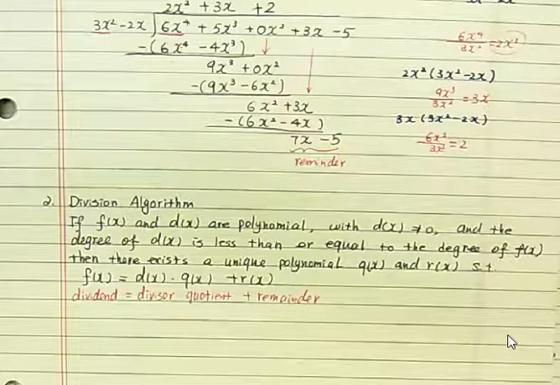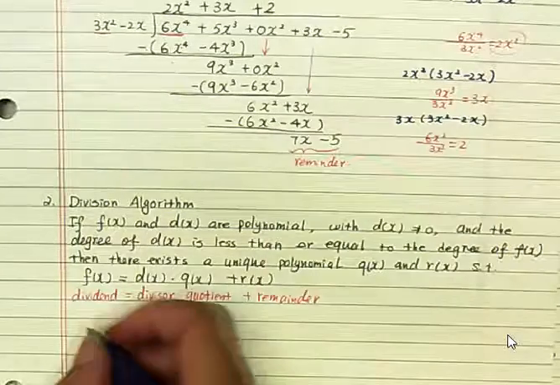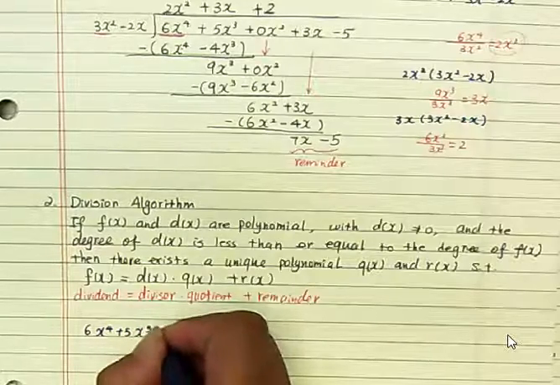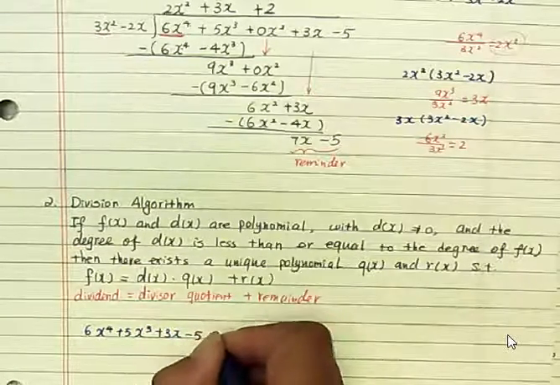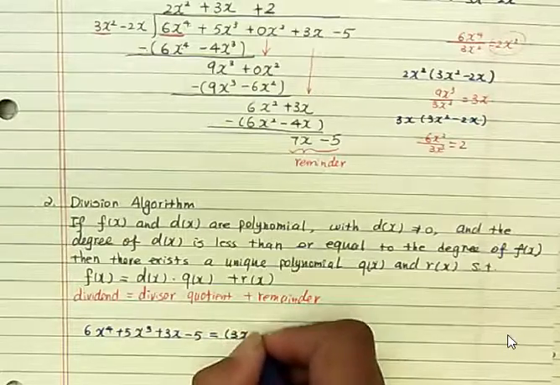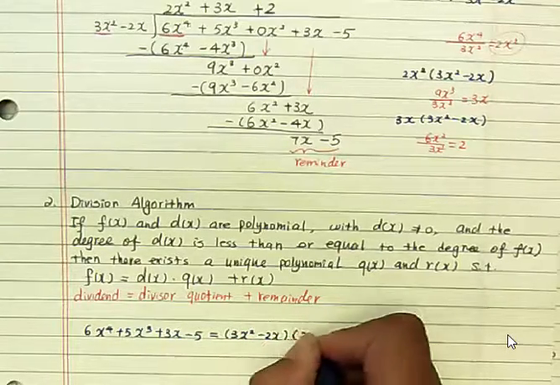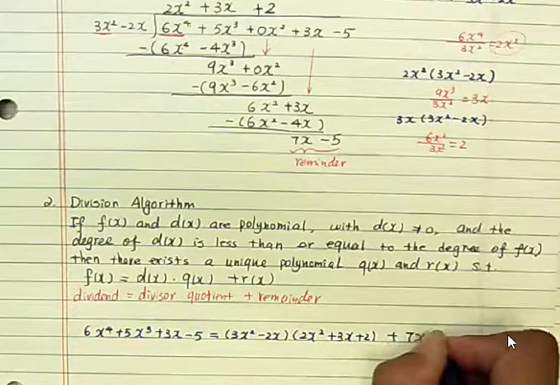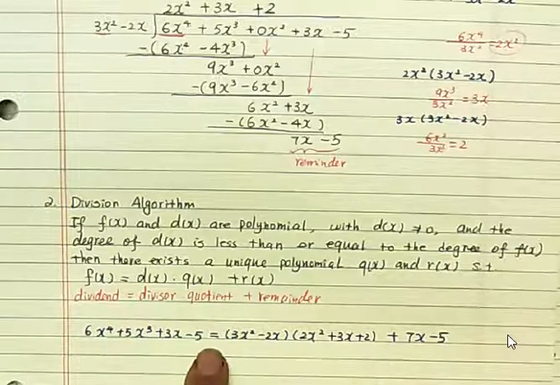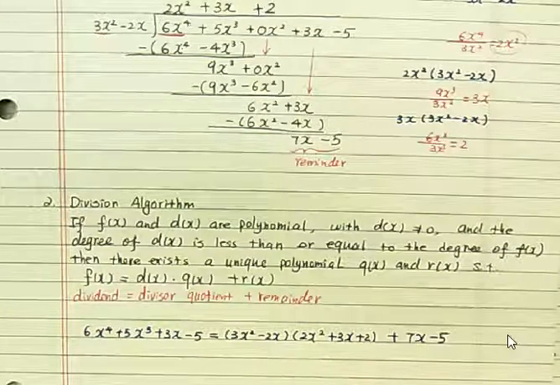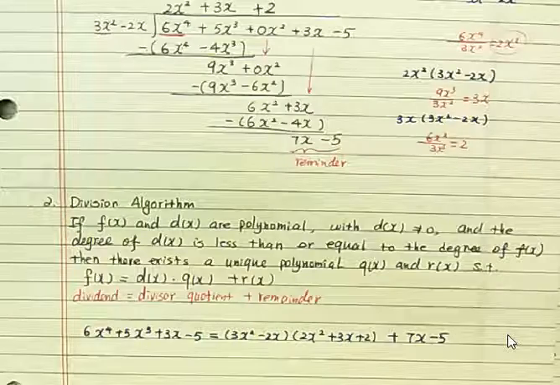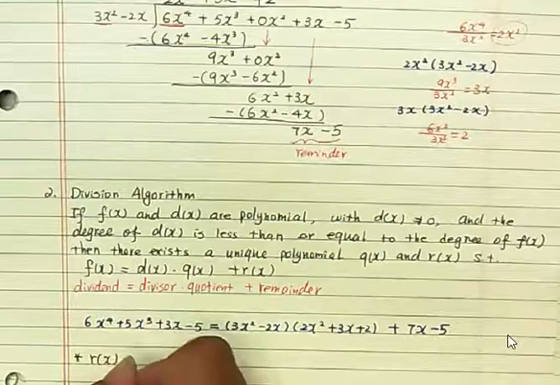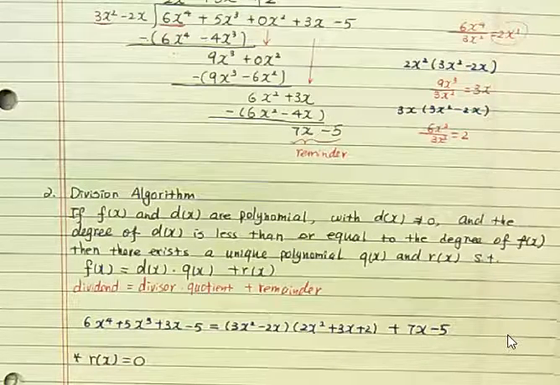So with the example before, we can say that 6x^4 plus 5x cubed plus 3x minus 5 is equal to the divisor times the quotient we found plus the remainder. If this equation is not true, then the answer we found is not correct. I'd love you to check that. And one special case is when your remainder is equal to 0, which in numbers we say divides evenly.